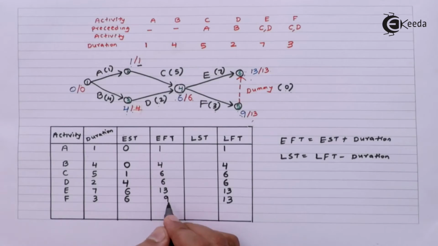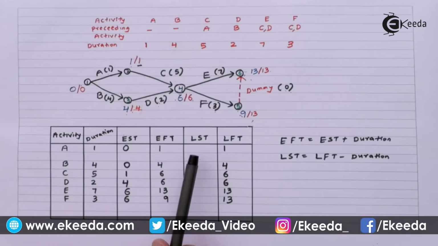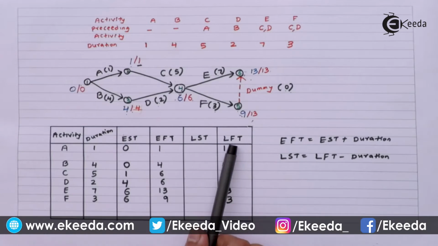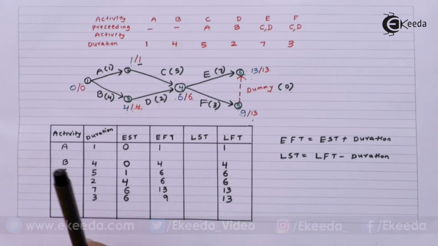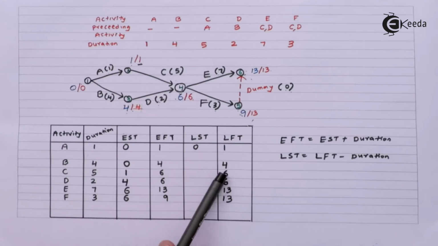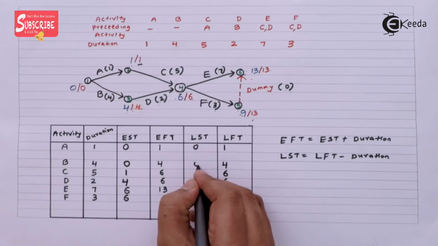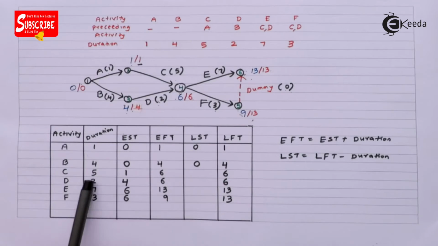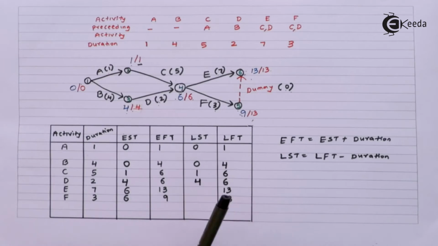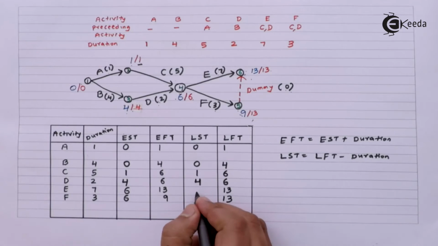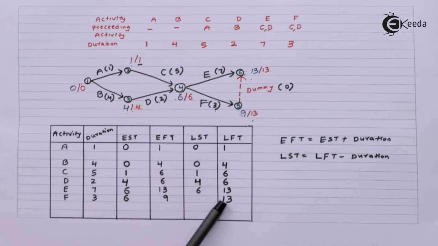For backward calculations के base पे I can calculate the LST. I have got the formula LFT minus duration, so it will be 1 minus 1, 4 minus 4, 6 minus 5, 6 minus 2, 13 minus 7, and 13 minus 3.